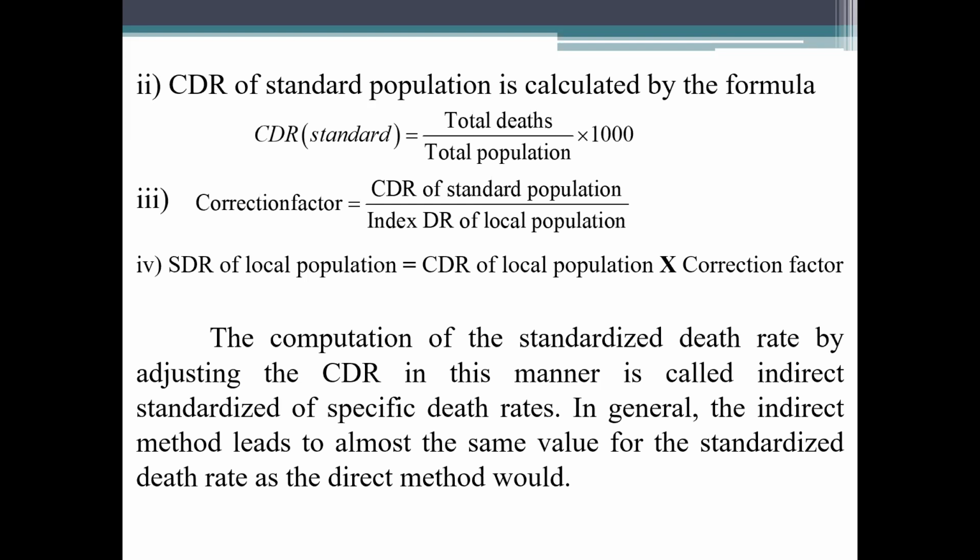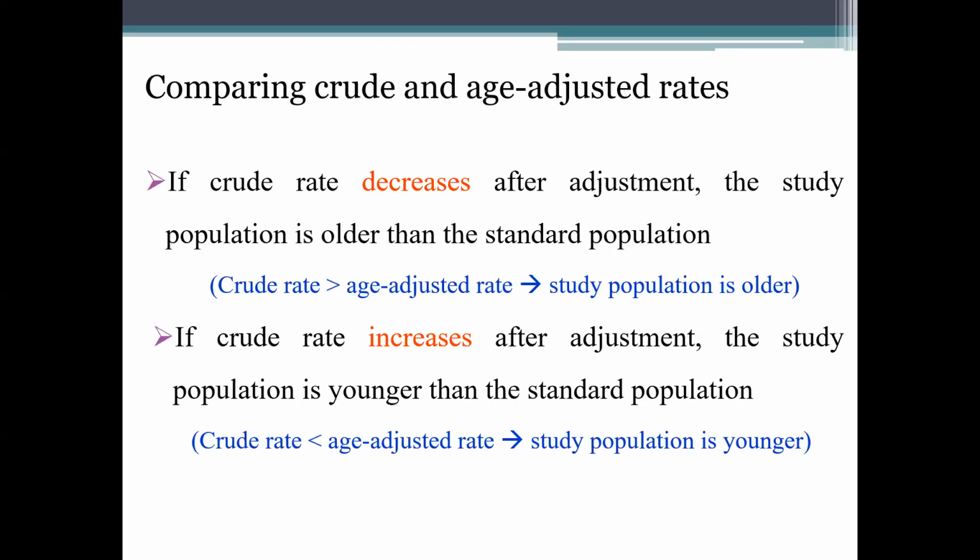In general, the indirect method leads to almost the same value for the standardized death rate as the direct method would. Comparing crude and age-adjusted rates: if the crude rate decreases after adjustment, the study population is older than the standard population. If the crude rate increases after adjustment, the study population is younger than the standard population.